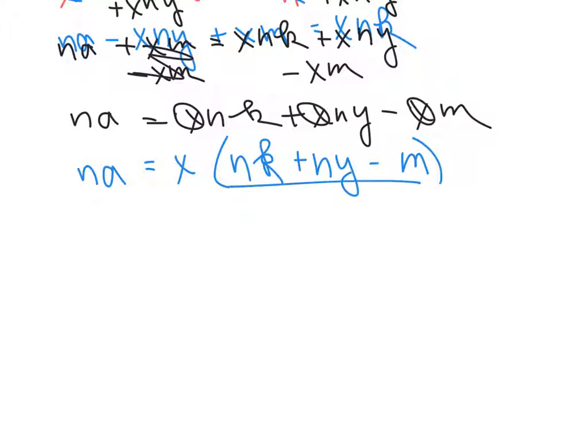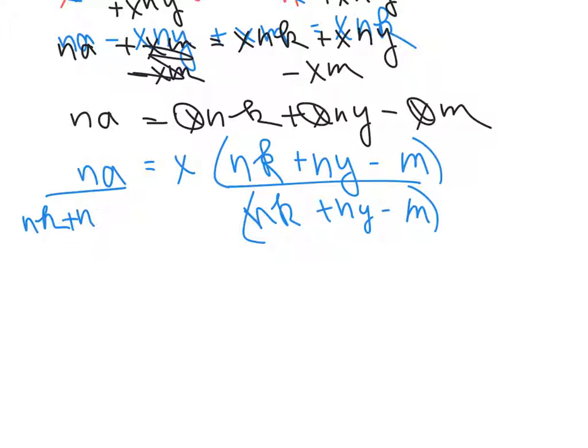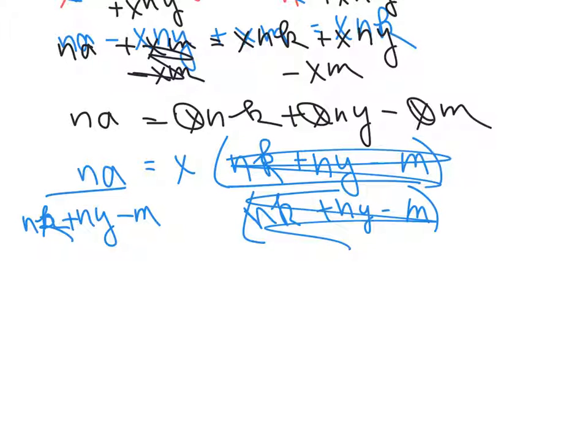Now I've got this whole thing that I can divide both sides by. And those go away. And I'm left with x equals na over nk plus ny minus m. And that's it. That's lesson 104.